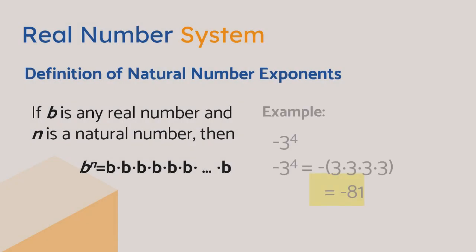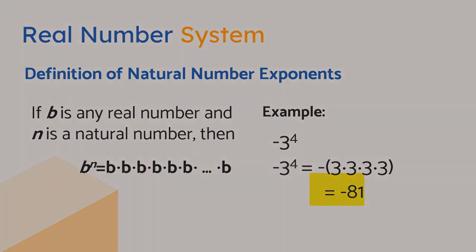Okay. So in here, we have -3 raised to 4. Notice that the base here is 3, not -3. So you're going to multiply 3 to itself 4 times and then apply the negative sign. So it's negative, open parenthesis, and then you multiply 3 4 times. So the answer is -81. Again, when there is no parenthesis, the base is just the number, not including the sign.